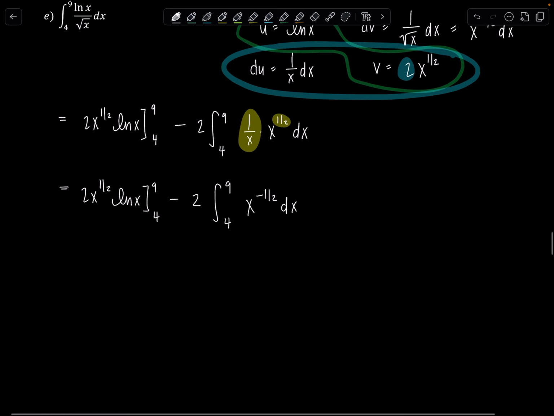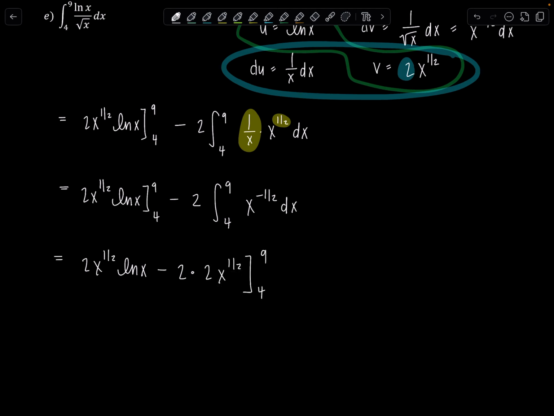Oh, we can do that, no big deal. 2x to the 1/2 ln of x minus 2 times the antiderivative of x to the negative 1/2, which is 2x to the 1/2. So you know what, would you allow me? No, it's okay, I won't skip steps. 2x to the 1/2, and then now this all gets evaluated from 4 to 9, right? Now I've taken all my antiderivatives.